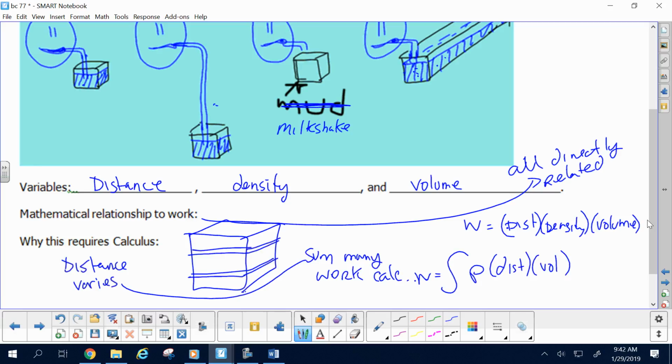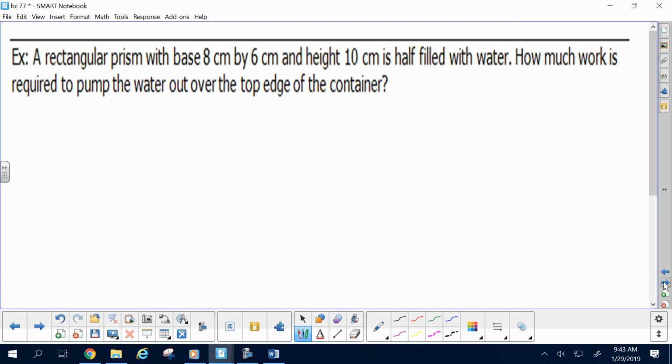Work will be the sum of many rho, distance, volume. I don't want to use D because I don't want you to think it's the same as depth, like in force. It's about distance. So there'll be a slight difference here. Same with volume and area.